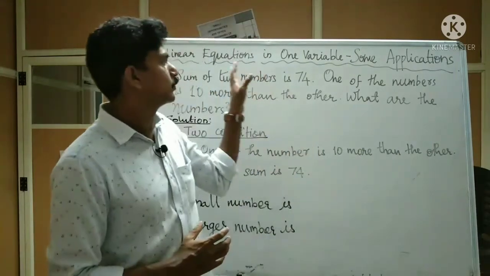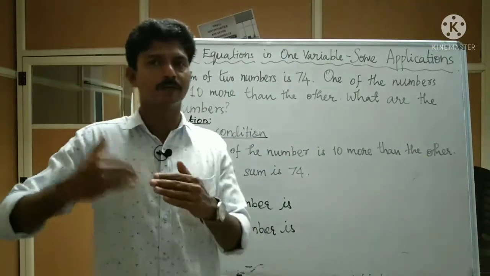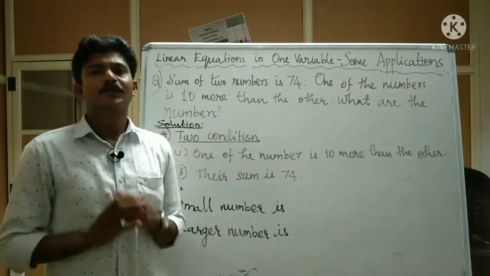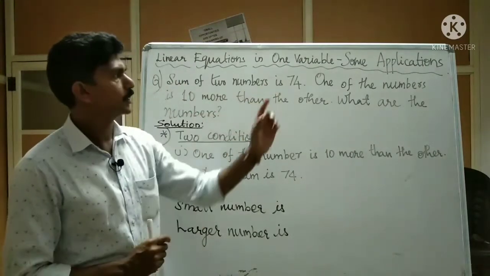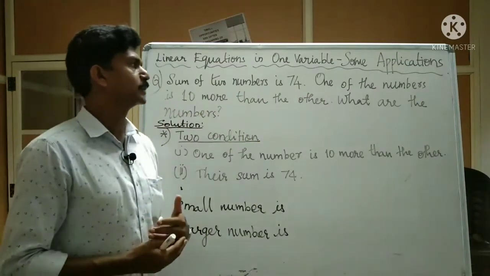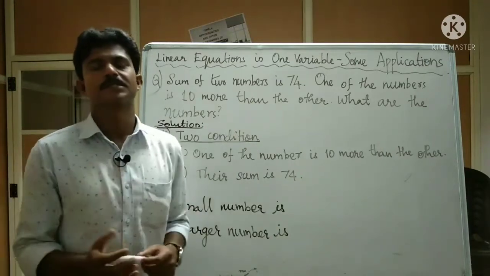So here I have taken one question for you. It's a very simple question, so we can go from simple to hard questions. The question is: sum of two numbers is 74 and one of the numbers is 10 more than the other. What are the numbers? Okay, so it is a puzzle.